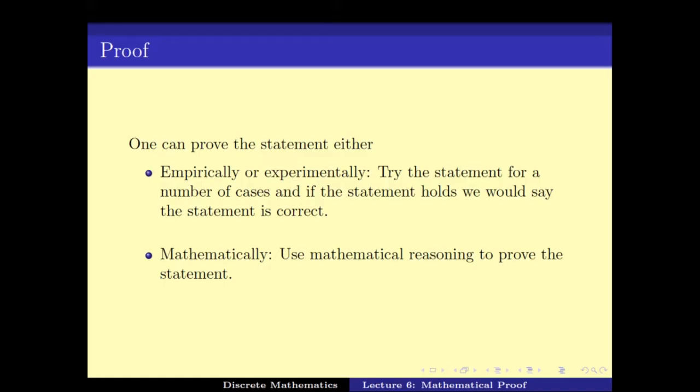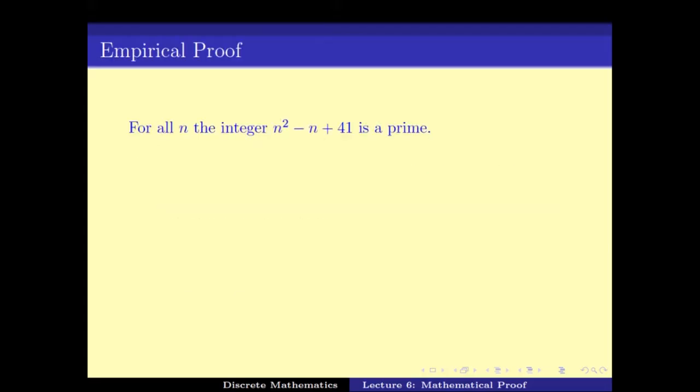Now, to start with, let's look at experimental proof or an empirical proof of that statement. So here is the statement. For all n, the integer n squared minus n plus 41 is a prime. Now how will you go about it? Of course, you want to check for various integers. For example, in the empirical proof, say put n equals 1, you get n squared minus n plus 41, which is 41, a prime.